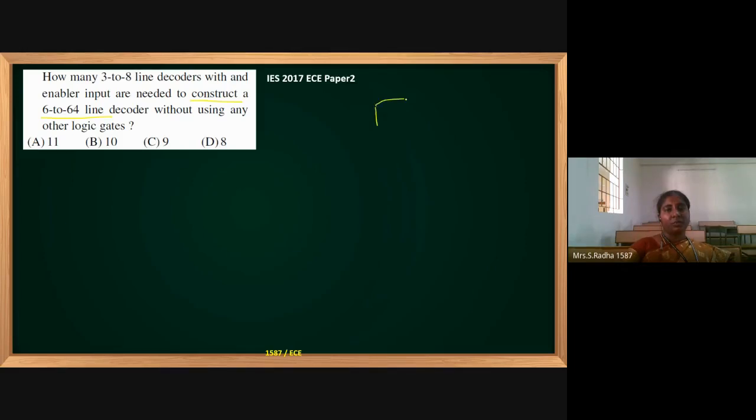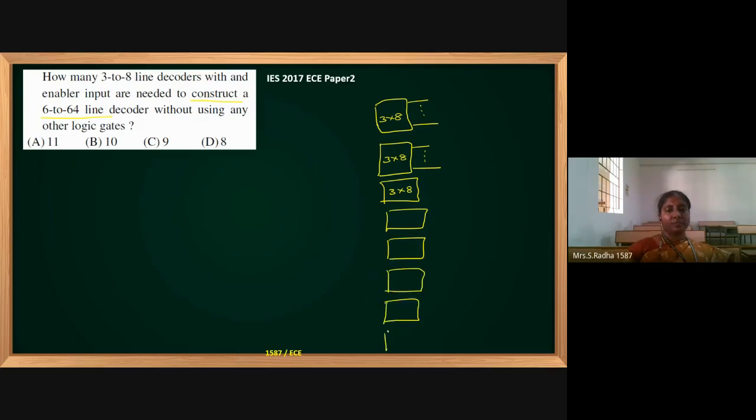So how many 3 by 8 decoders do we need? One 3 by 8 decoder has 8 output lines. Another 3 by 8 decoder again has another 8 output lines, like that. So we have to use 8 of the 3 by 8 decoders, and 8 lines will come at the output from each.